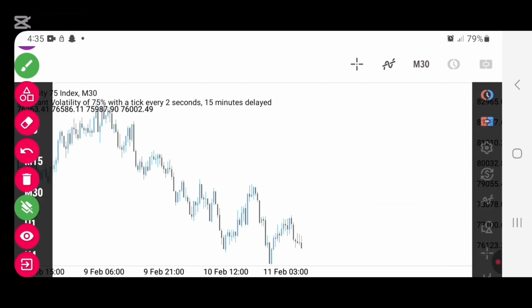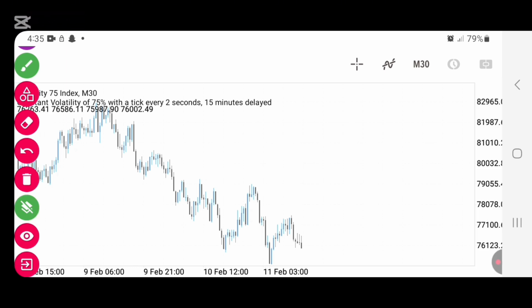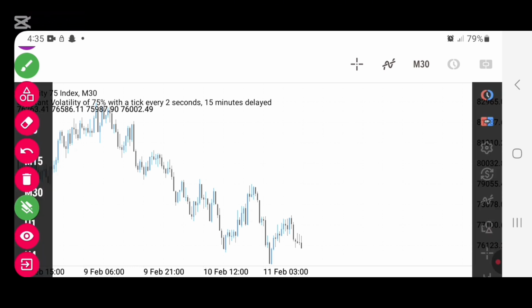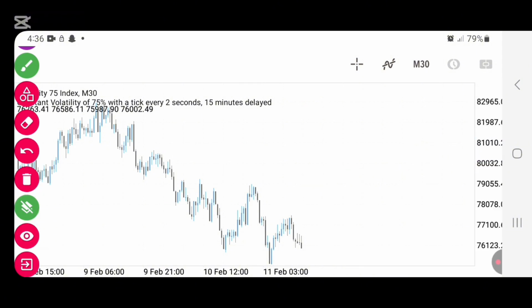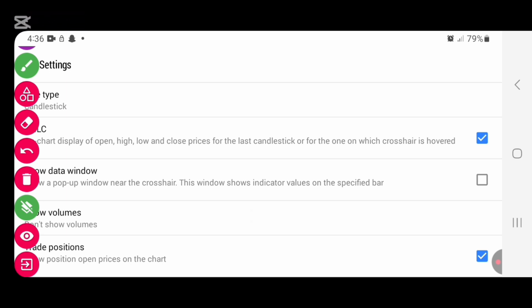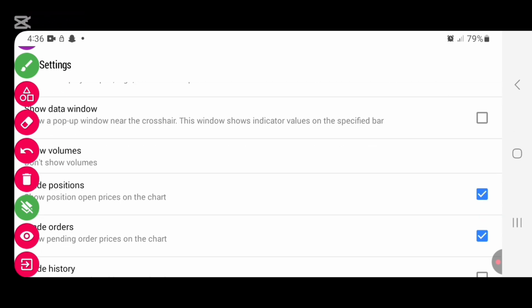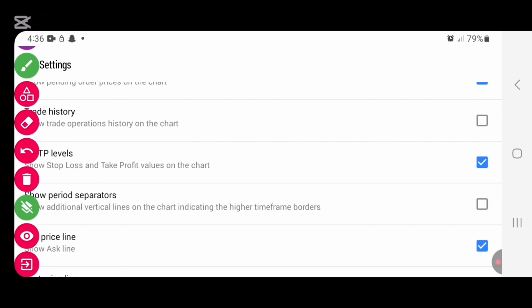After doing that, look for the settings. Just tap once on your screen like that, then the menu will pop up and you come to the settings. You can see the settings are on this side, so you click on that settings button. Are you getting the point? When you click settings, scroll down a little bit and you find the period separator. This is our period separator. Are you getting the point?